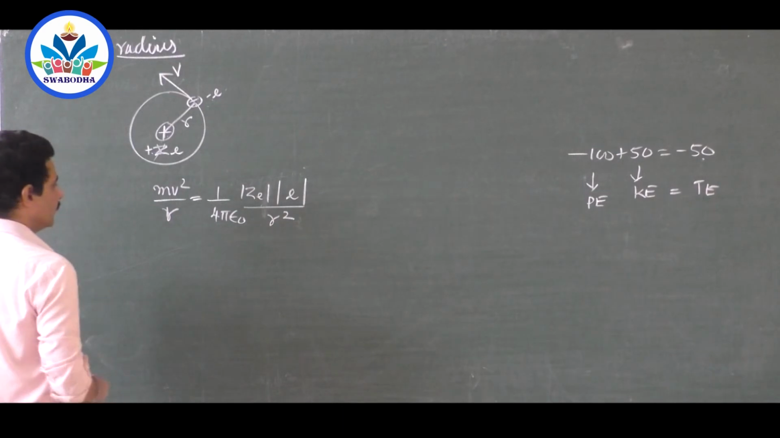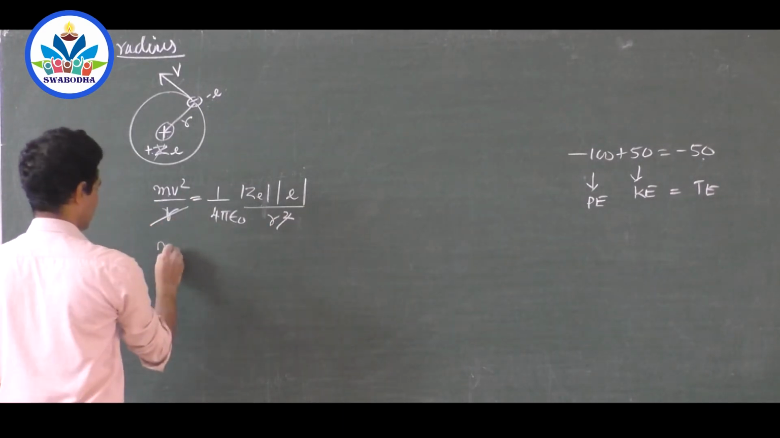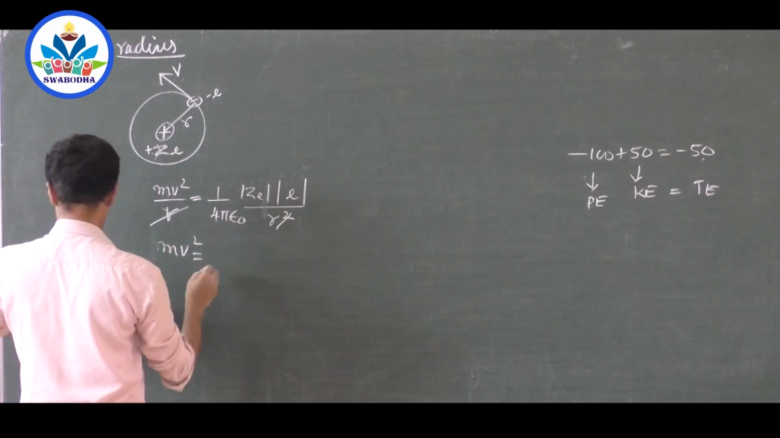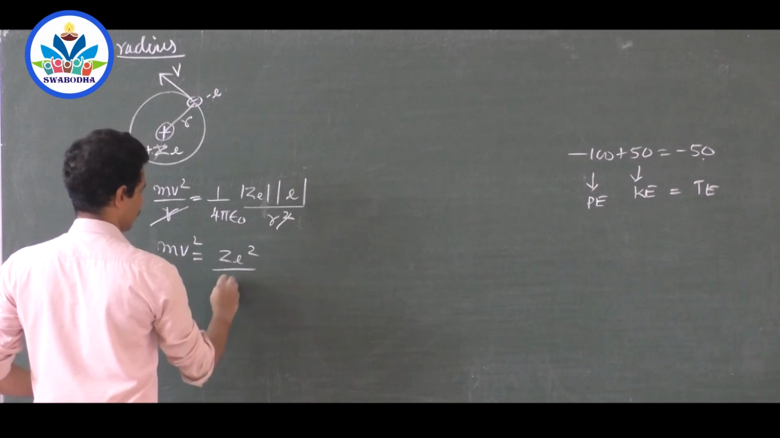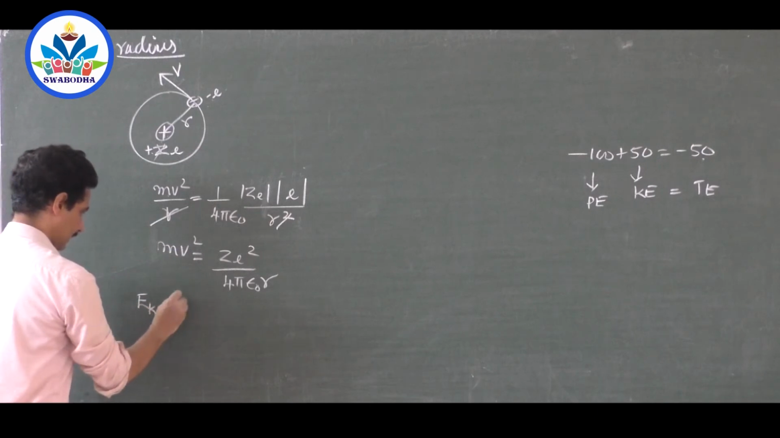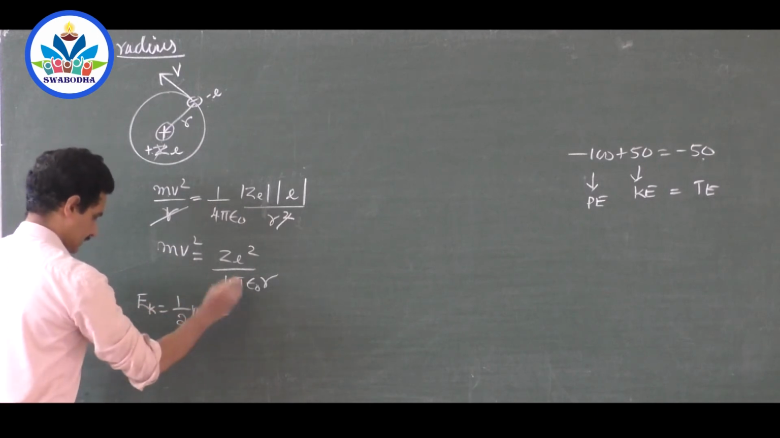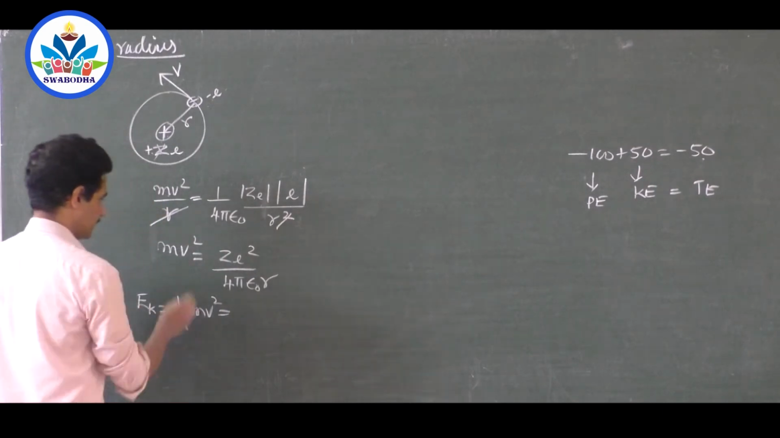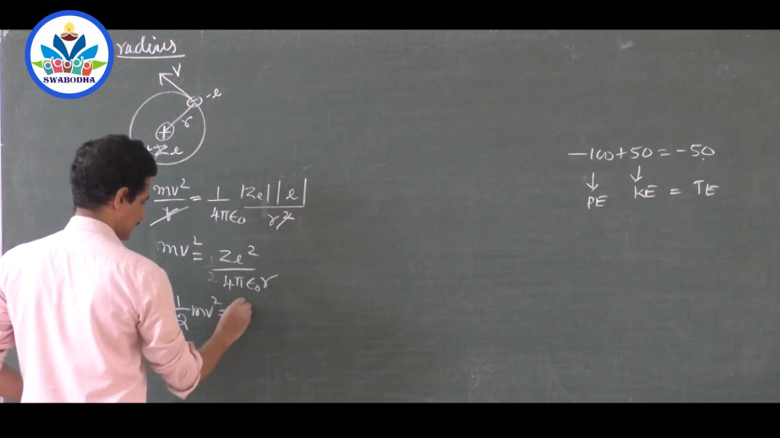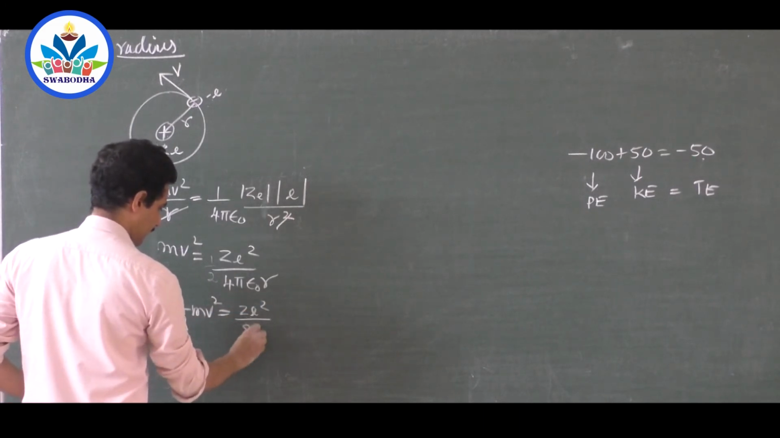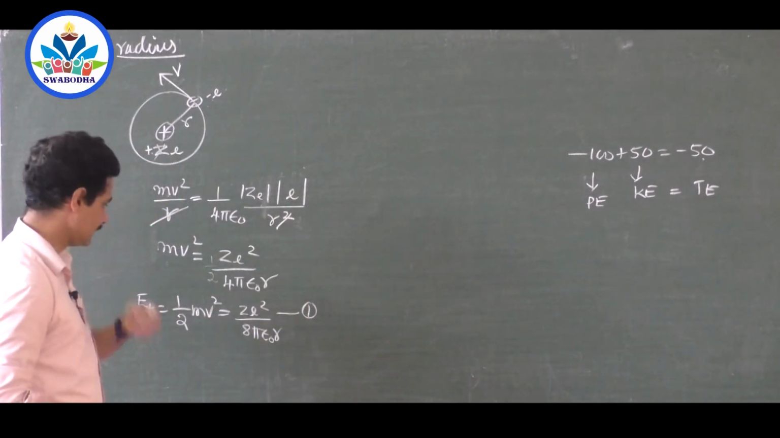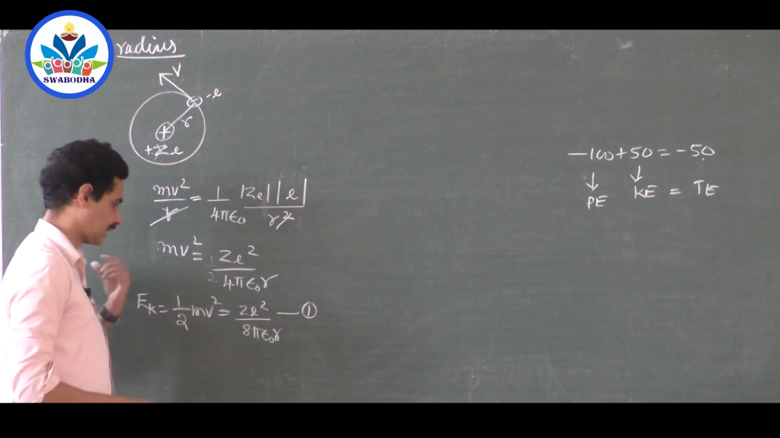Okay, now one r I will cancel. I will get mv squared. mv squared is equal to Ze squared divided by 4 pi epsilon naught r. Now what is kinetic energy? EK I will write, half mv squared. We know kinetic energy is equal to half mv squared. So multiply this by half. What will you get? You have to write half here. Then you will get Ze squared divided by 8 pi epsilon naught r. This is equation 1. That is the kinetic energy. Ze squared by 8 pi epsilon naught r gives the kinetic energy.